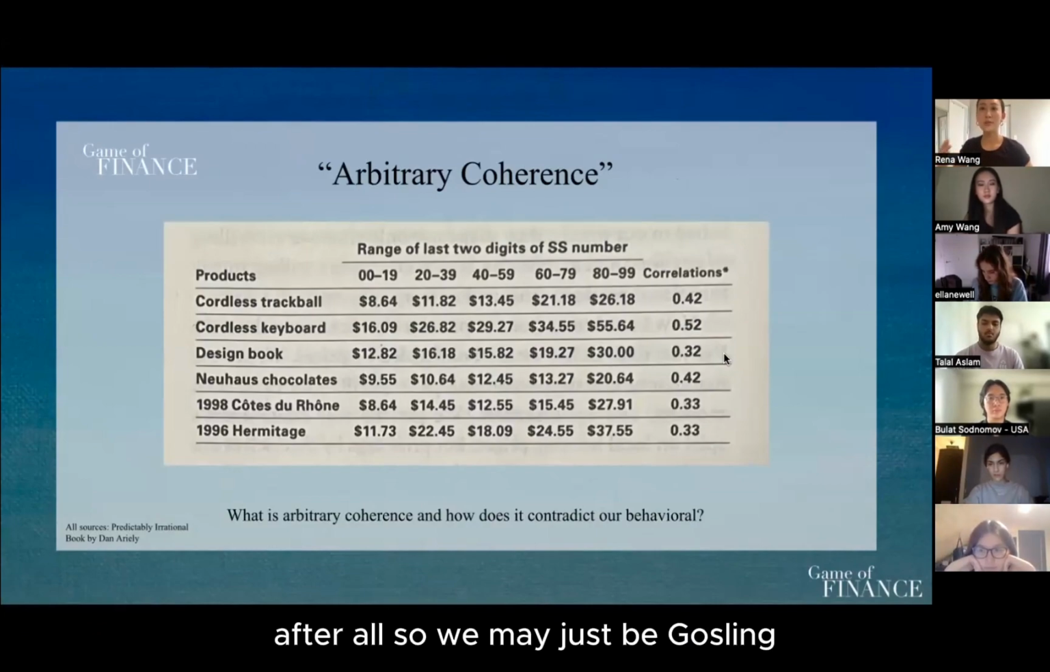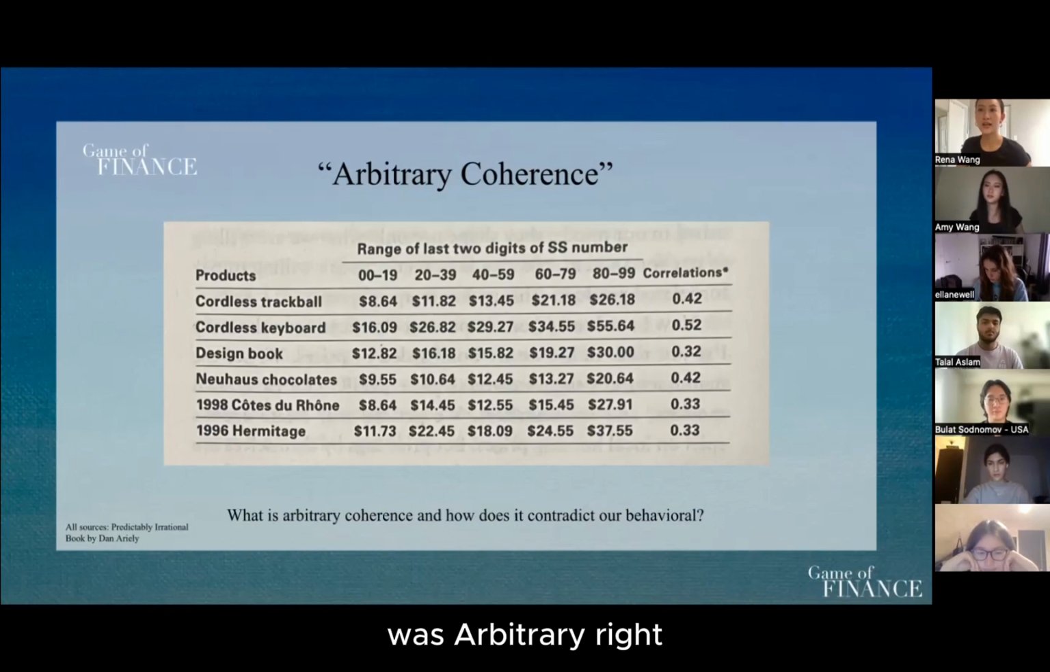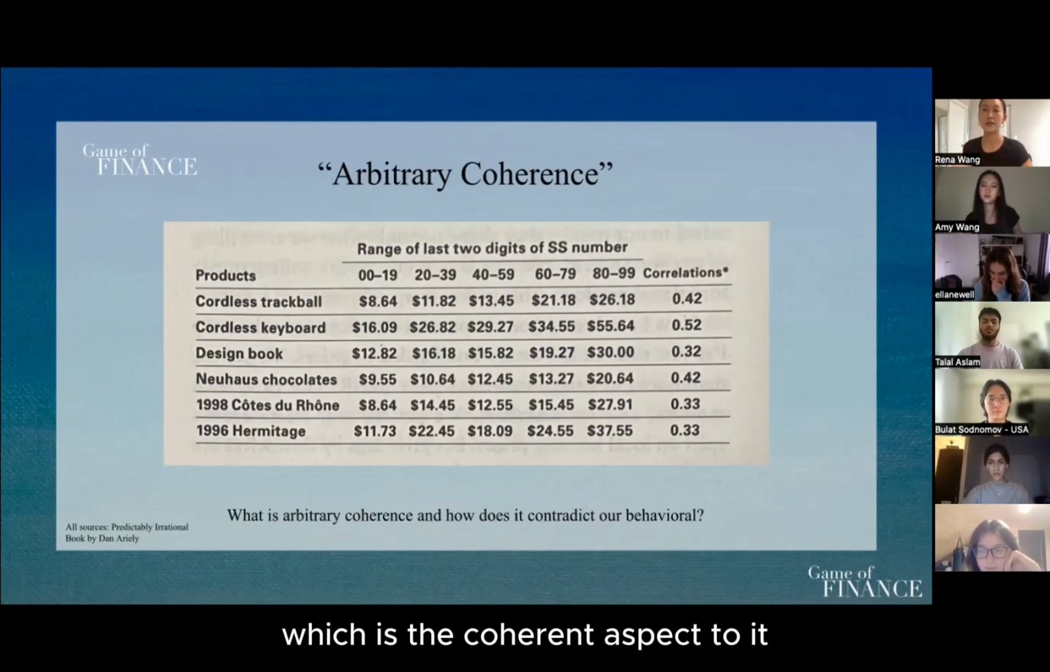After all, we may just be goslings. So although the willingness to pay for these items was arbitrary, very random, there's also a logical side, which is the coherent aspect to it. The logical, which means, okay, we have an imprint already.